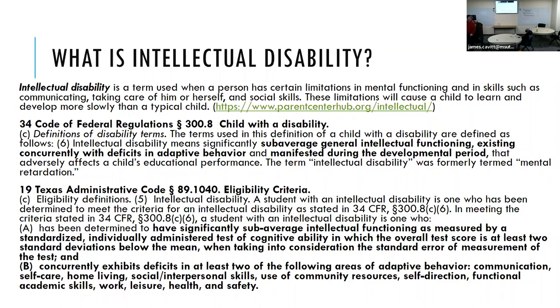Now, this didn't give that significantly subaverage definition here, but the Texas Administrative Code does. It says, significantly subaverage intellectual functioning as measured by a standardized, individually administered test of cognitive ability, an IQ test, in which the overall test score is at least 2 standard deviations below the mean.